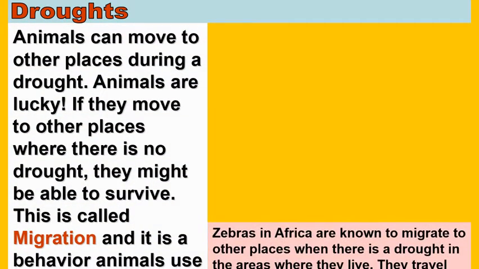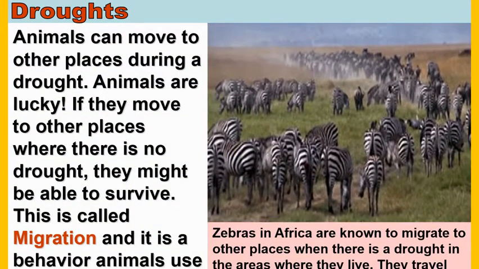Animals can move to other places during a drought. Animals are lucky. If they move to other places where there is no drought, they may be able to survive. This is called migration, and it is a behavior animals use for survival.